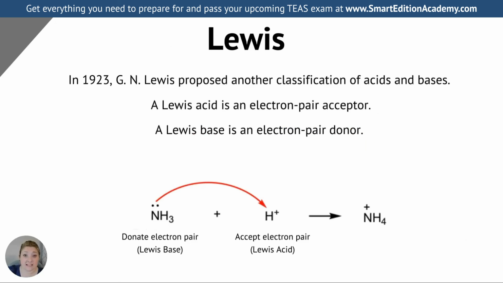All right, the last classification form is Lewis. 1923 was a busy year for classifying acids and bases because G.N. Lewis also proposed another classification of acids and bases. Basically, what he said is that a Lewis acid is an electron pair acceptor, and a Lewis base is an electron pair donor. So acids accept, bases donate.